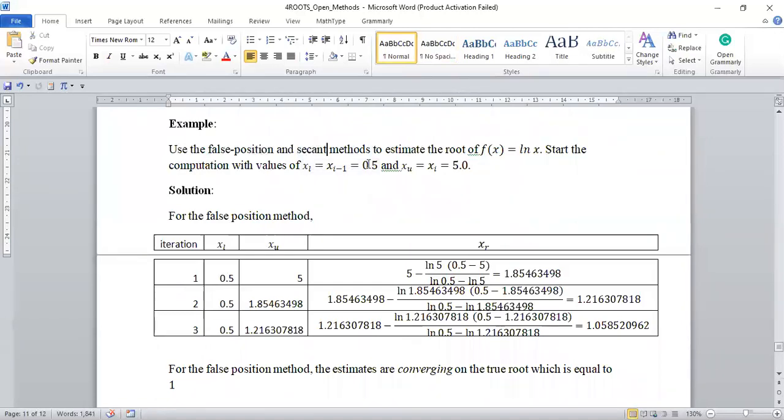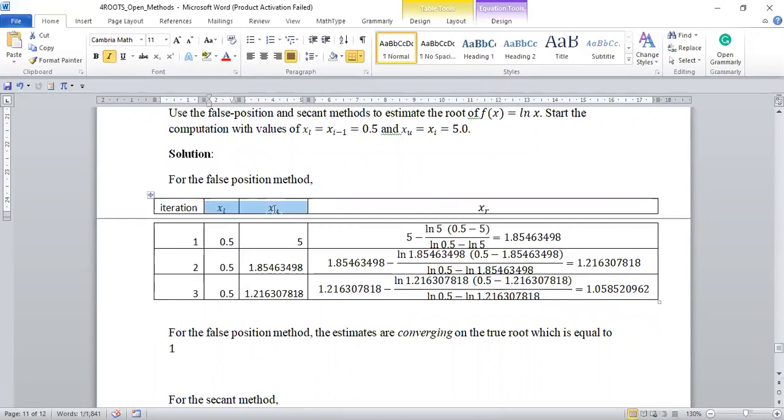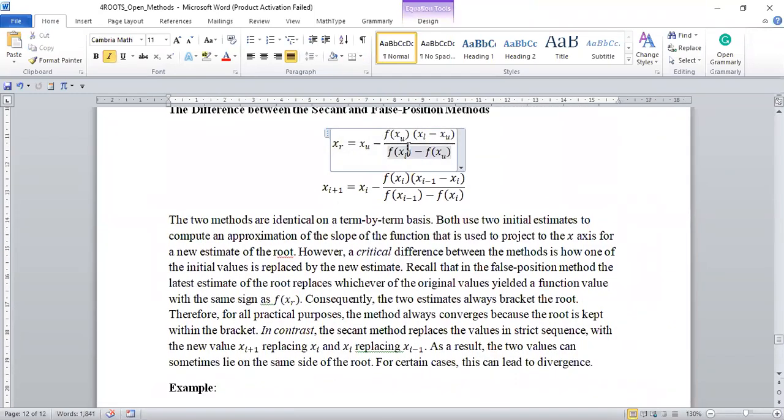So this example is just to show the difference between the false position method and the secant method. We are saying that the lower limit, x i minus 1, should be 0.5, and the upper limit, x i, should be 5.0. We use the false position method first, then the second method. The lower limit is 0.5, then the upper limit is 5. To get xr, you just use this formula.